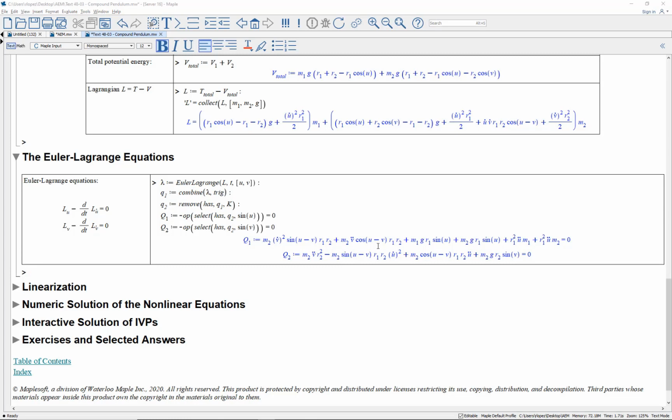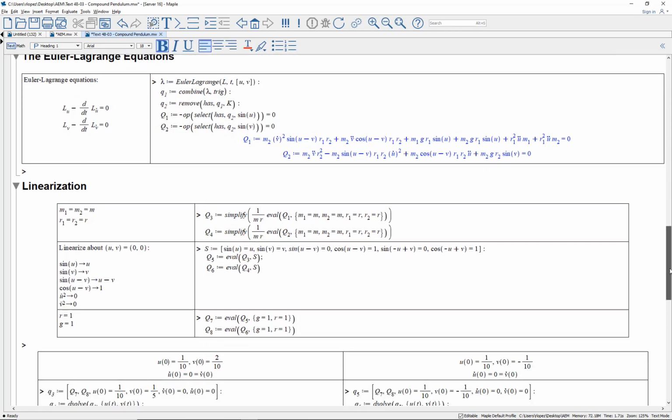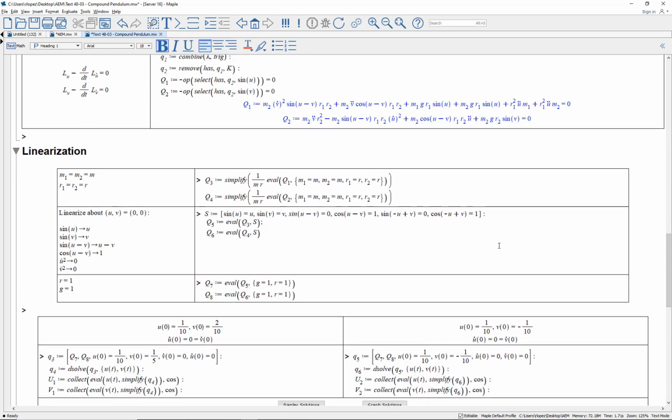Well, these are pretty nasty equations to solve. So typically what you do in a textbook is you linearize. That's the only way with a pencil and paper you can make any progress. And further simplifications would be things like take the masses of the two bobs to be equal and take the two rods to have the same length. So we use M and R for these common numbers.